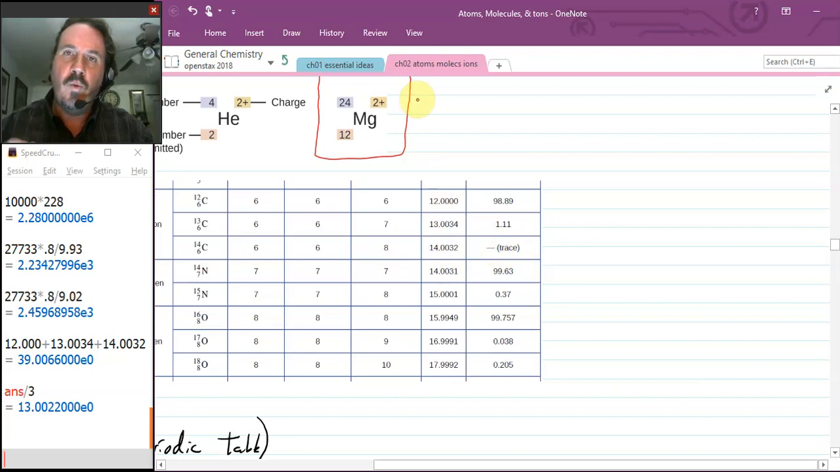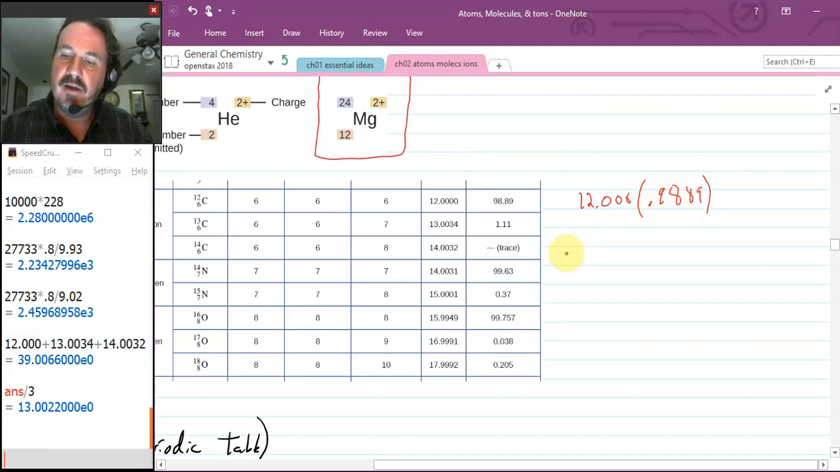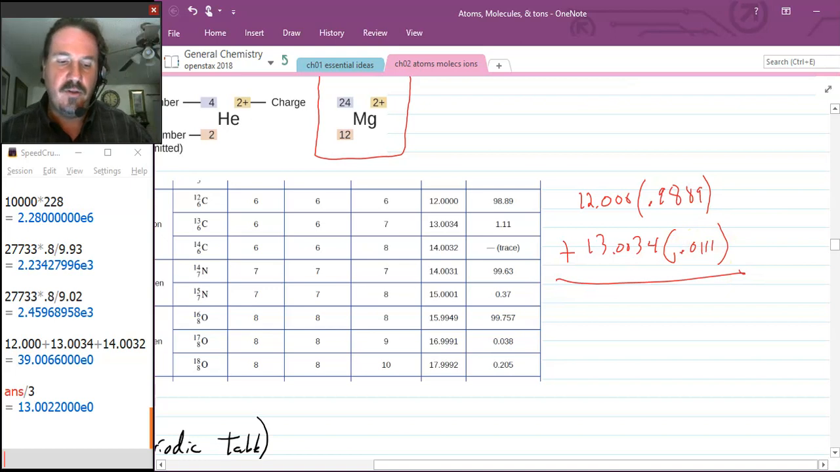Here's how you would do a weighted average to account for that. The first one, which weighs 12.000, I simply multiply by its relative abundance, 98.89%, or in decimal form, 0.9889. Now I add to that the second one, which weighs 13.0034, but is only 1.11%, or in decimal, 0.0111. All right, let's add those things together.